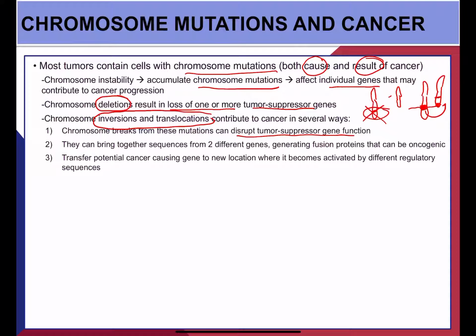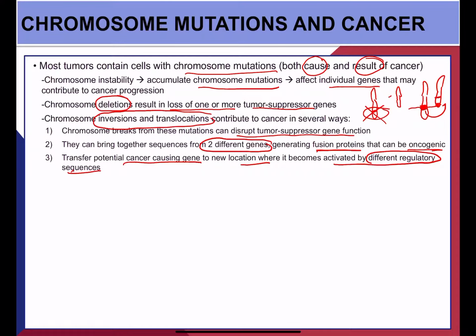Now, the other 2 are pretty bizarre, but they can happen, okay? The other 2 ways that translocations and inversions can cause cancer are, 1, they can bring together sequences from 2 different genes and generate a fusion protein that happens to be oncogenic, okay? The last way that translocation can lead to cancer is that a potential cancer-causing gene doesn't cause cancer in its original location, but somehow it got moved to a new location where it becomes activated by different regulatory sequences that makes it now an active cancer-causing gene, okay?